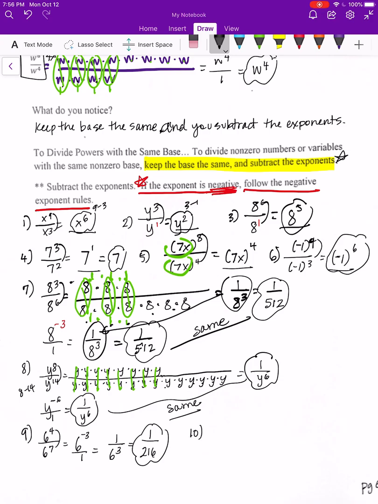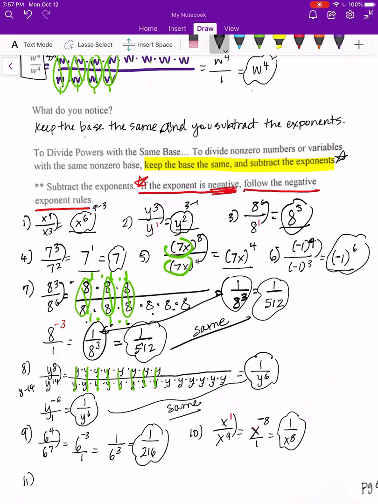Number 10. x over x to the 9th. There's not anything there, so I could make this a 1. Now I'm going to keep the base the same. Oops, forgot I was in red. Then I have to subtract 1 minus 9, and 1 minus 9 is negative 8. Put a 1 under it, flip it, and it'd be 1 over x to the 8th. Done.